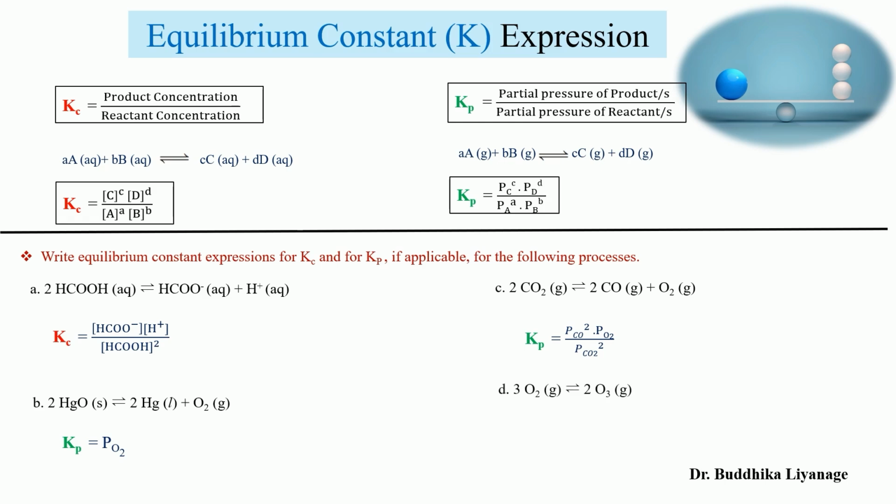Last one, 3 moles of oxygen is in equilibrium with 2 moles of ozone. For this reaction, both oxygen and ozone are in gas phase. So Kp is equal to partial pressure of ozone squared divided by partial pressure of oxygen to the power 3. I hope now you will understand how to write the equilibrium constant expression in terms of concentration, that is Kc, and in terms of pressure, Kp.